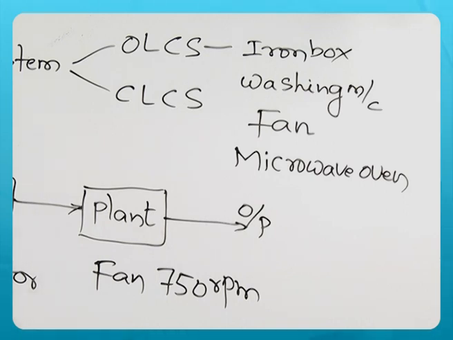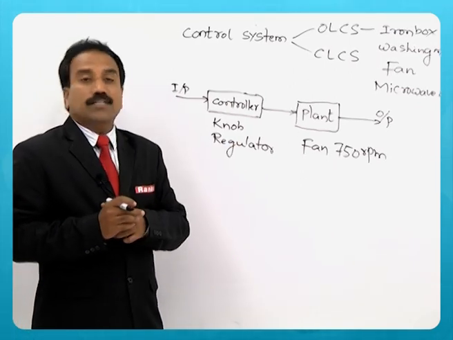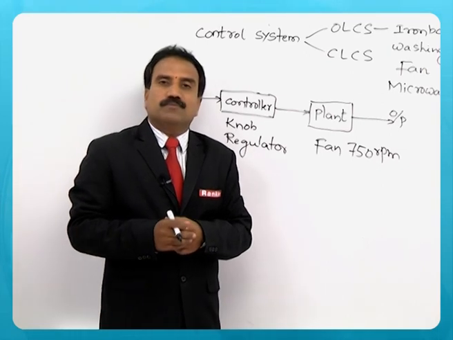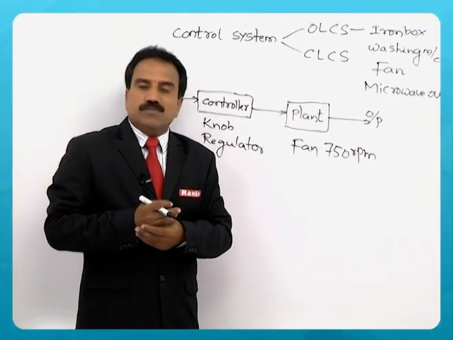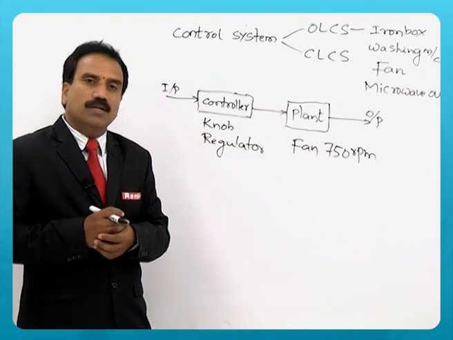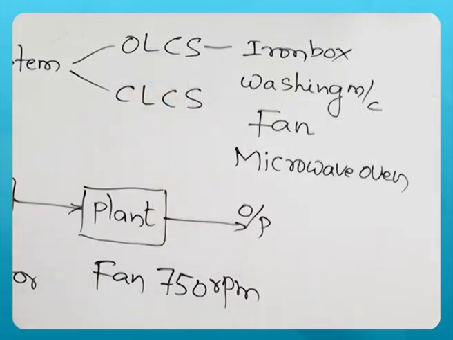Open loop control systems have no check on the output parameter. That is why open loop control systems are very simple. They are simple, economical and generally stable. The only disadvantage of an open loop control system is accuracy.